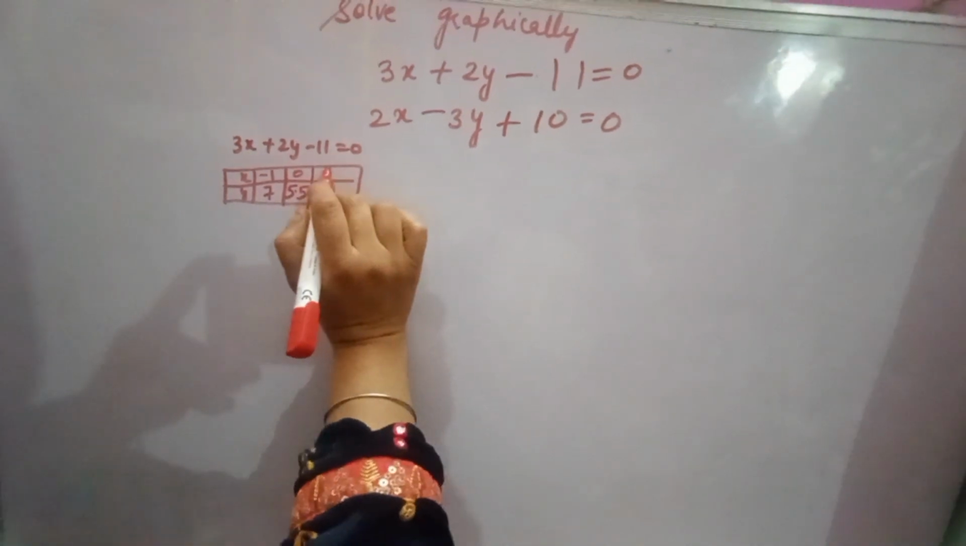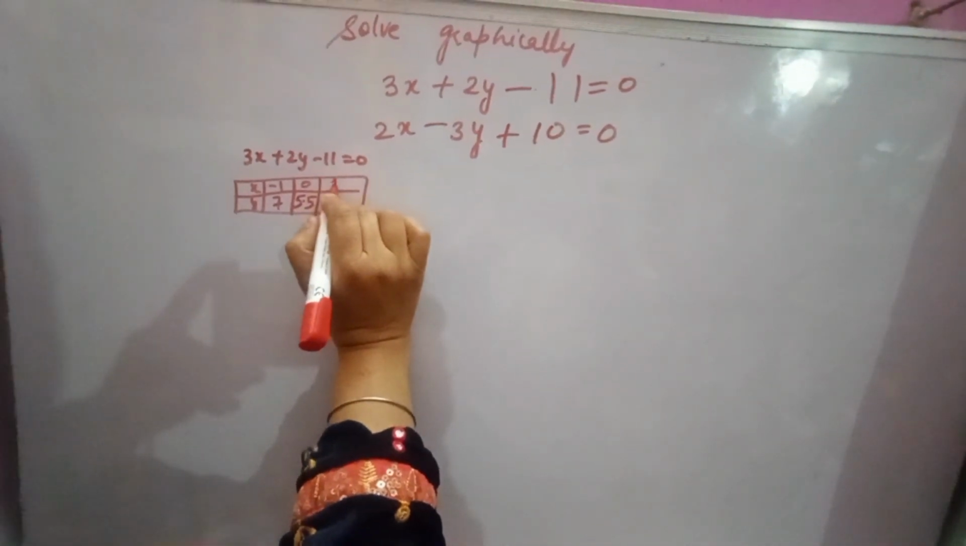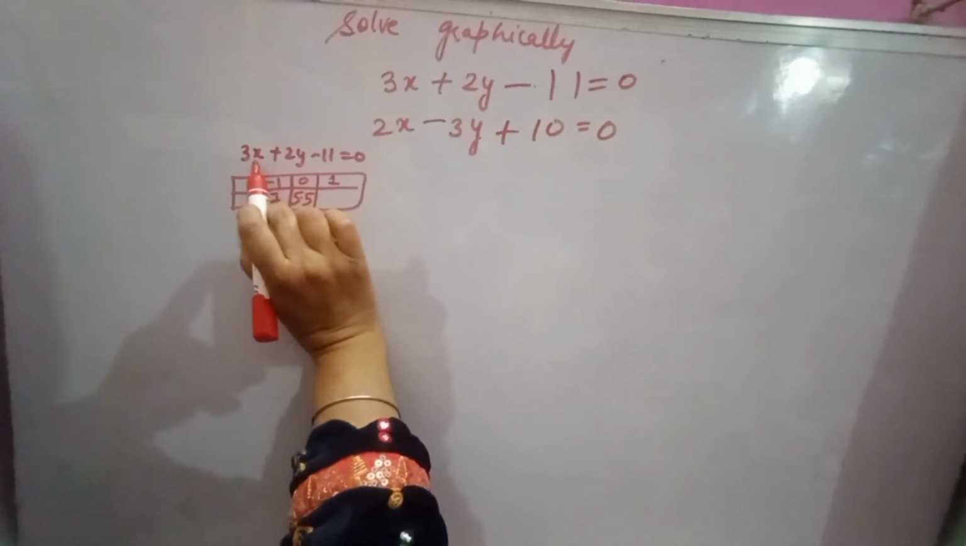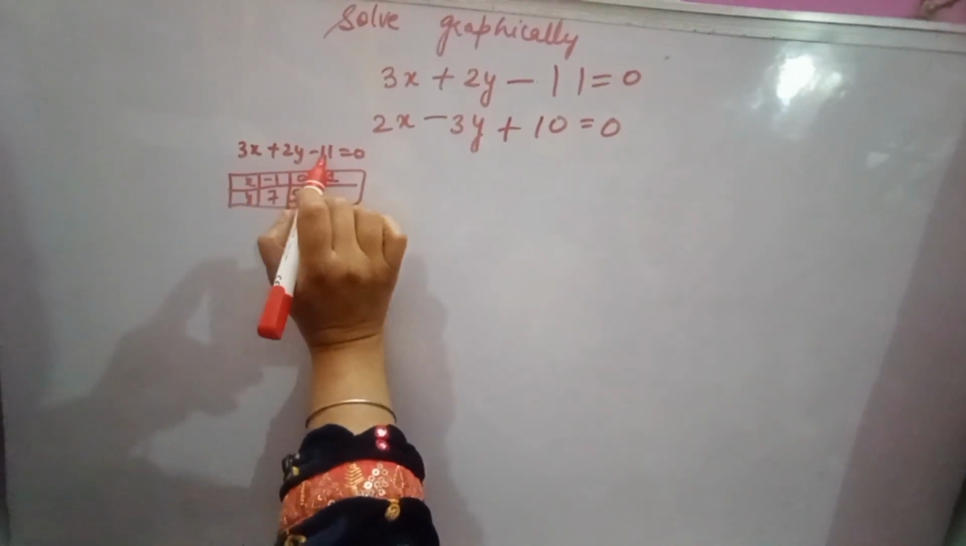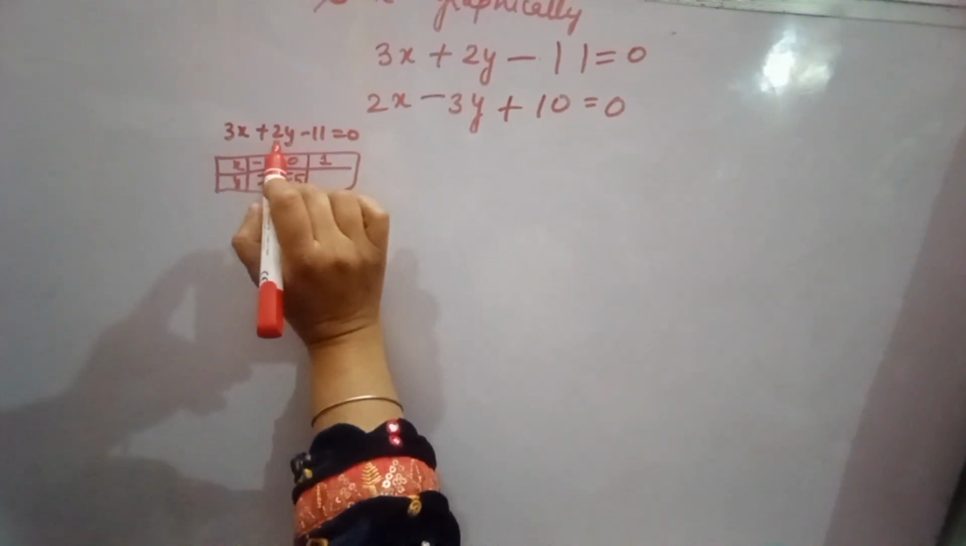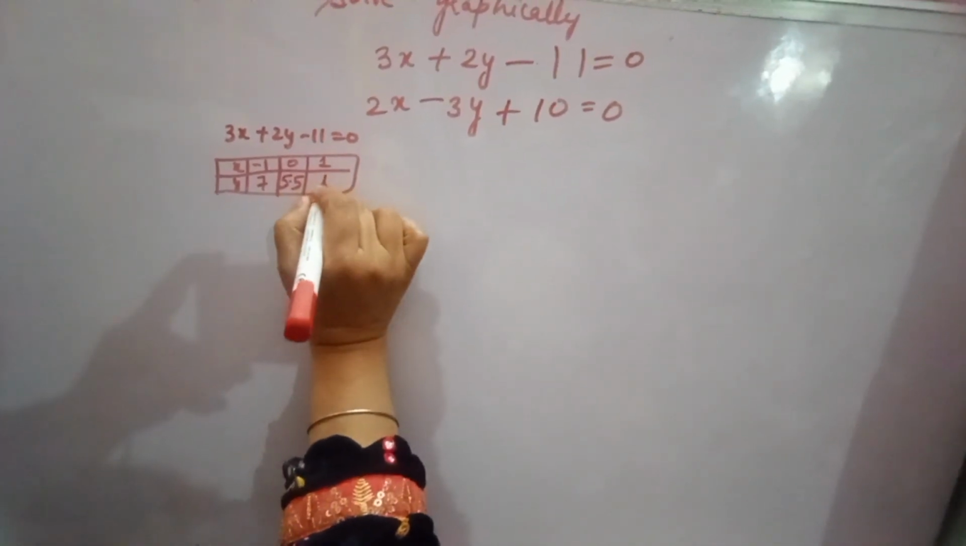Like this, one more value you will take. Suppose you are taking x is 1, you will get 3 into 1, 3. So 3 minus 11 is minus 8. Minus 8 will go that side, it will become plus 8. So y will come 8 over 2, that is 4.